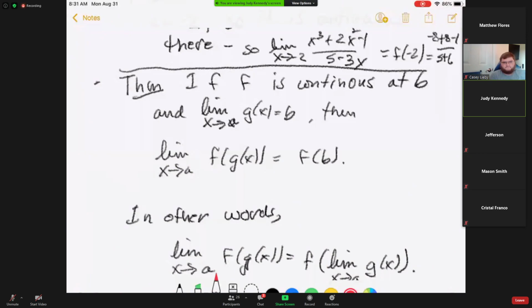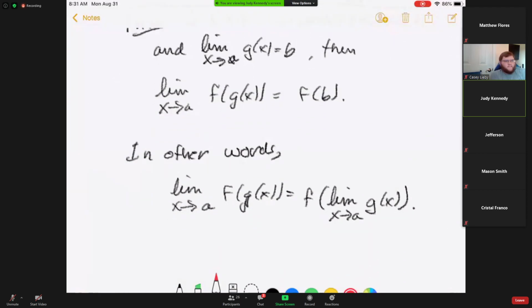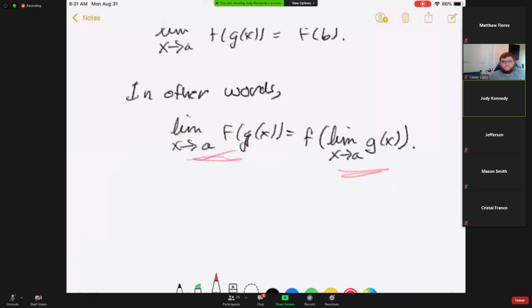If f is continuous at the number b and the limit as x approaches a of g of x is b, then the limit as x approaches a of f of g of x is f of b. In other words, the limit as x approaches a of f of g of x is equal to f of the limit as x approaches a of g of x. So you can take that limit and move it inside f. That's continuity, and this is about dealing with composite functions.